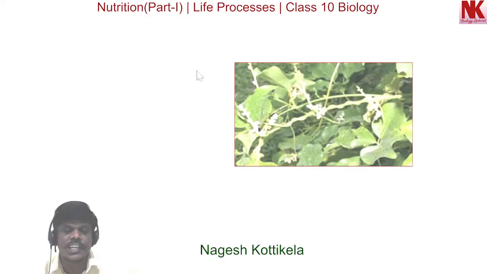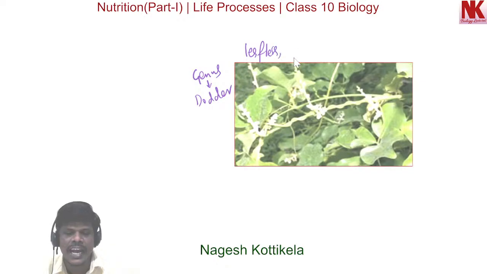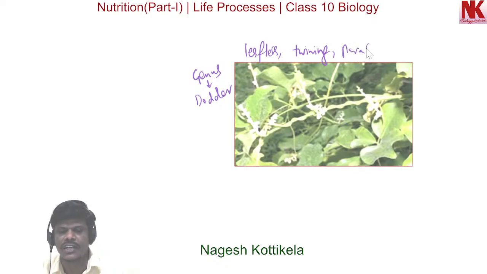The genus name of this is dodder. It is leafless. It is twining, and it is a parasitic plant. It does not have leaves. You can see here it is twining. And one more important aspect is no chlorophyll.